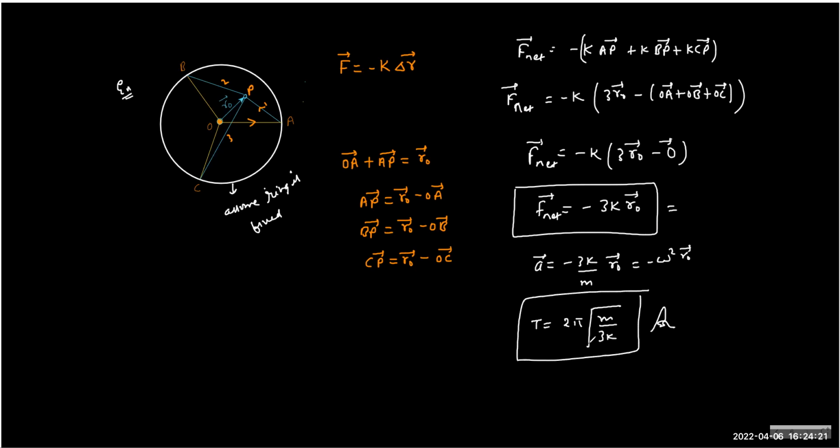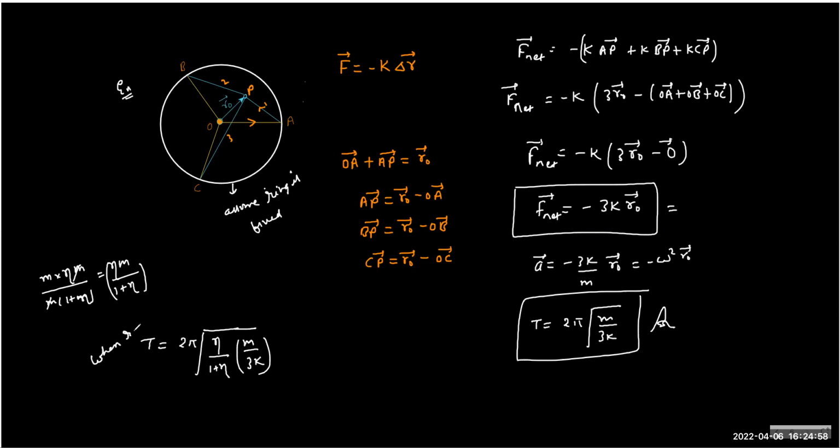Now, as per this problem, the answer will be different. What they will give you as the answer is 2 pi, and so they'll give you the reduced mass, eta by 1 plus eta, into m by 3k, when the ring is free to move. But we'll learn this later on. This is the reduced mass concept.